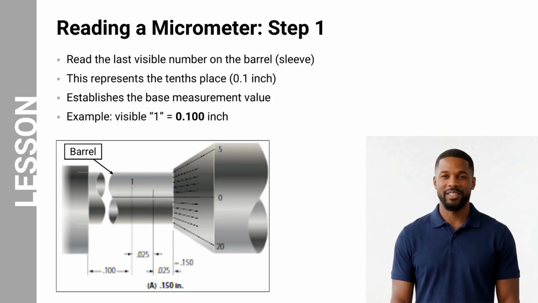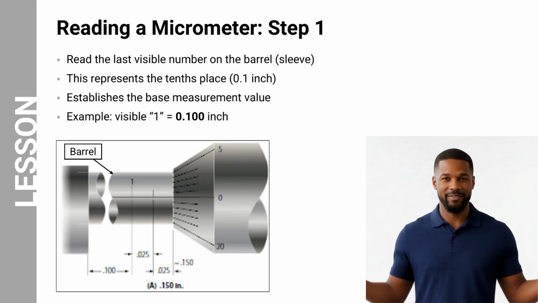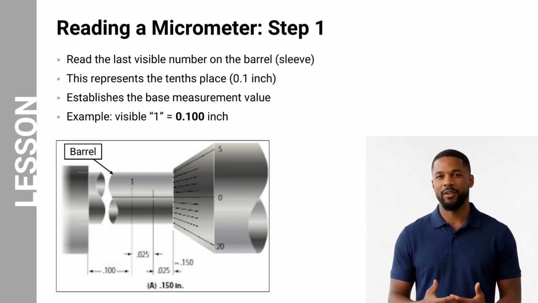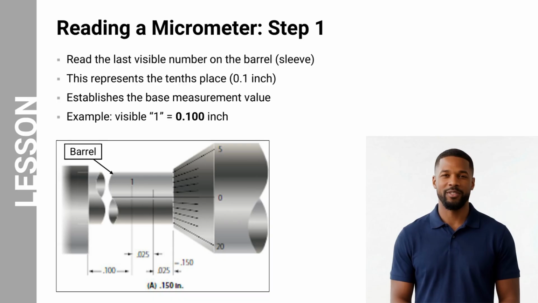The reading process begins by identifying the base value on the sleeve. The last visible number represents the tenths value. This establishes the starting point of the measurement. For example, if the number 1 is visible, the base value is 0.100 inch. This value must be identified before adding additional increments. The visual demonstrates how to locate this value accurately.